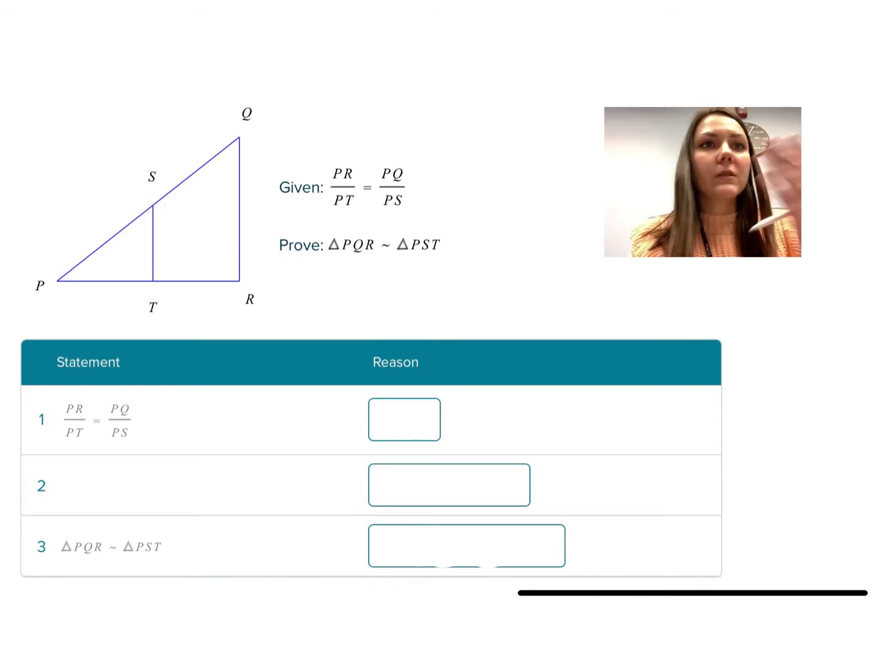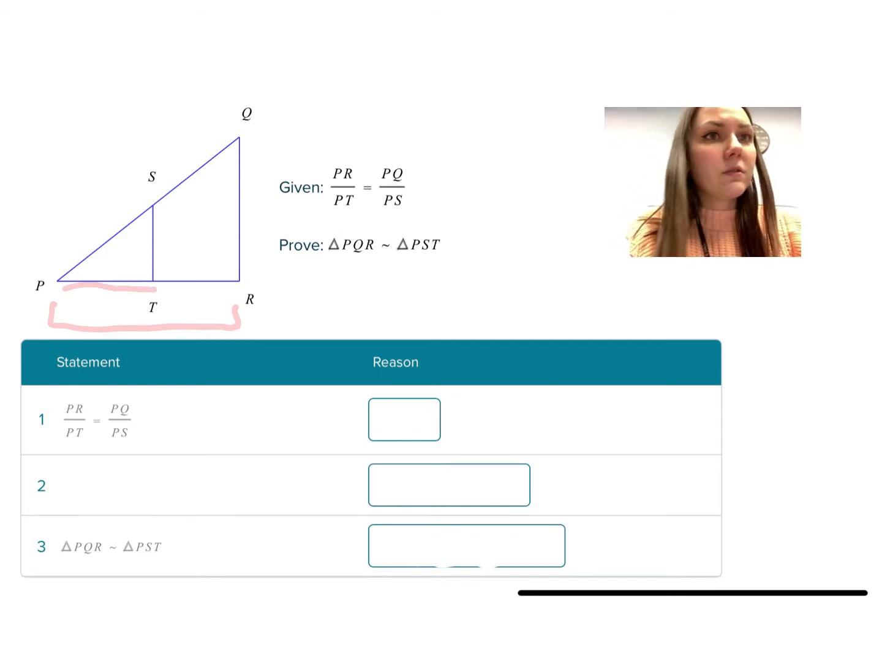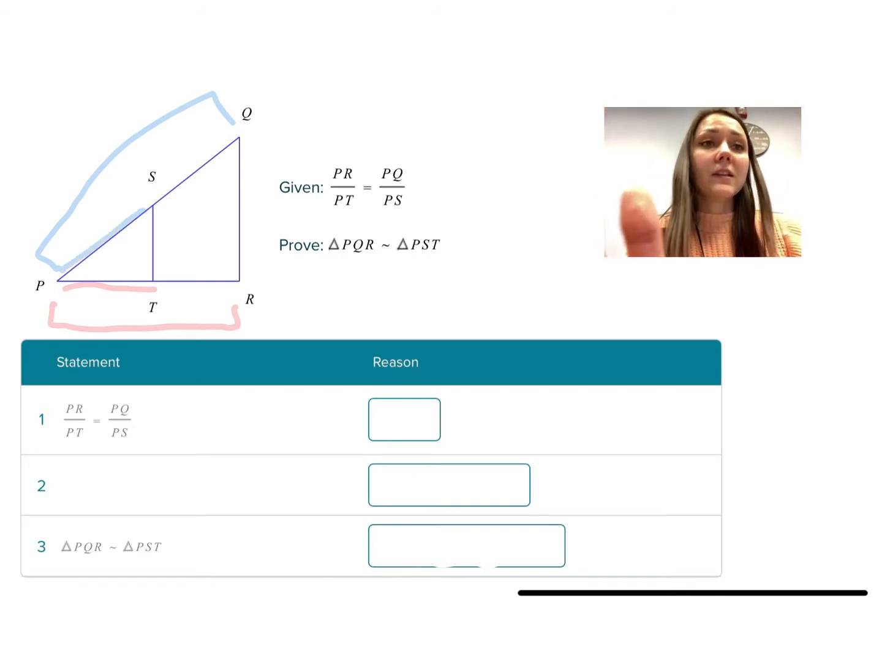Okay, so here's one sample where we are given that the side lengths PR to PT is proportional to PQ to PS. I'm just going to draw it like this. Okay, so side lengths, I have two pairs of proportional sides. I could think of it that way. I eventually want to prove the triangles are similar.